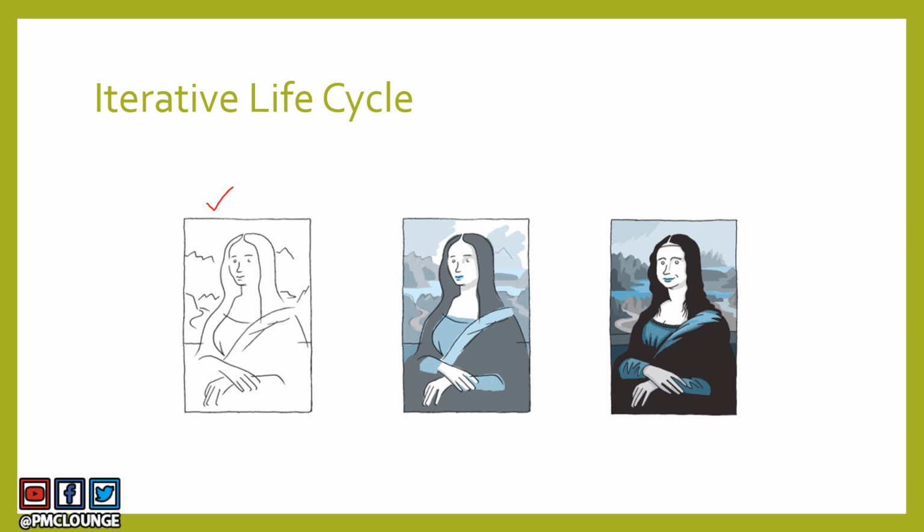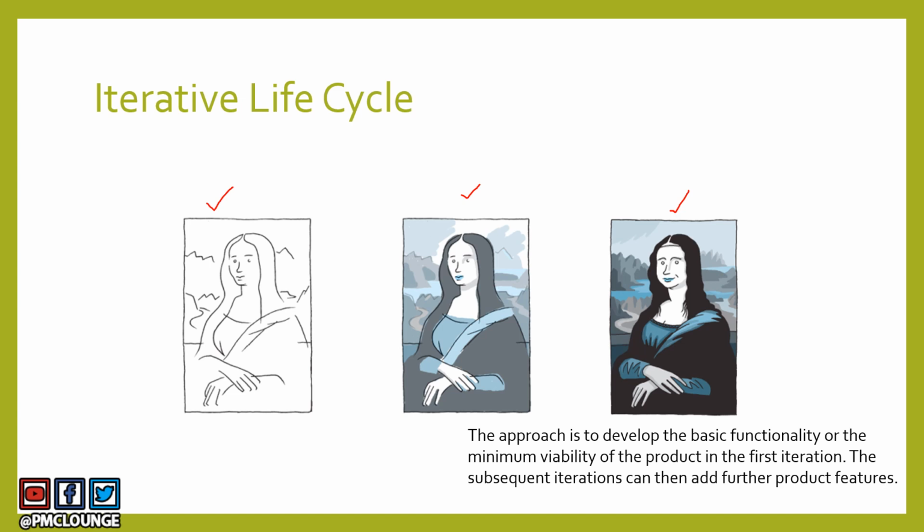You created the minimum viable product feature in the first iteration itself, and then you went ahead and you added more features as time, cost, and schedule permitted. Right? I'd like to repeat here, the approach is to develop the basic functionality or the minimum viability of the product in the first iteration. The subsequent iterations can then add further product features. So this is how iterative life cycle looks like. Remember, you are delivering the entire thing, the basic functionality in the first iteration itself.